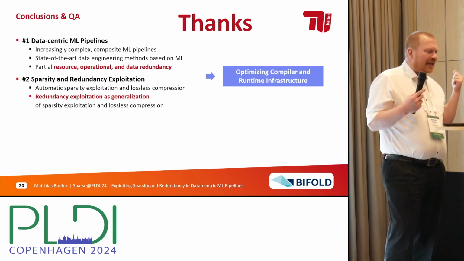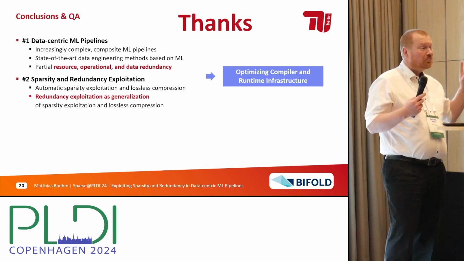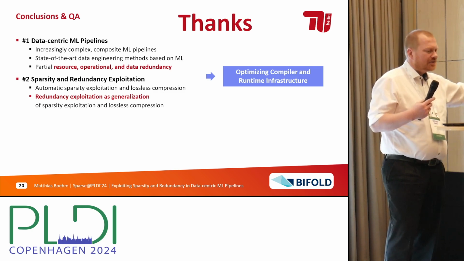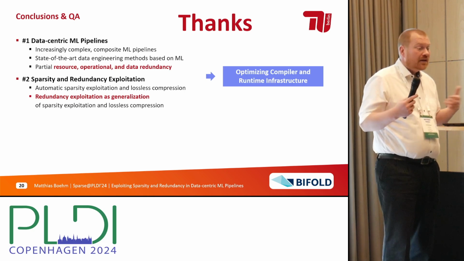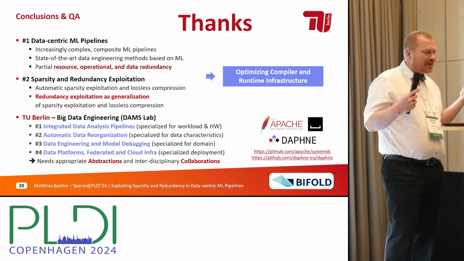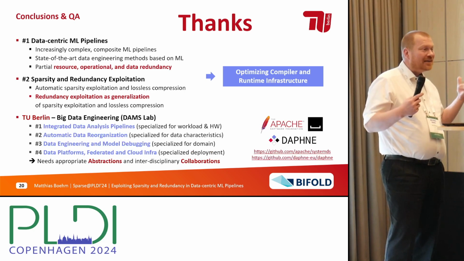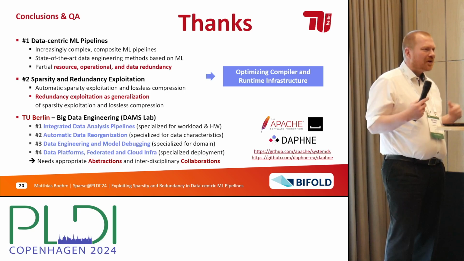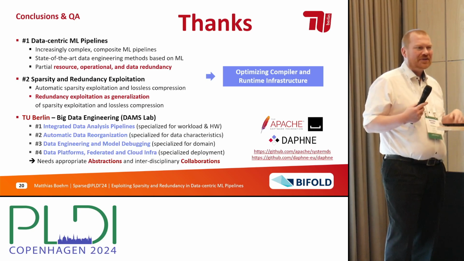I want to make a case for sparsity and redundancy exploitation. Both are super critical, but redundancy exploitation is even a generalization of sparsity exploitation, and both need optimizing compiler and runtime infrastructure. We are really doing system-oriented research in my group. It's all about finding the appropriate abstractions and the right collaboration. So I hope to talk to many of you during this conference. Thank you very much.